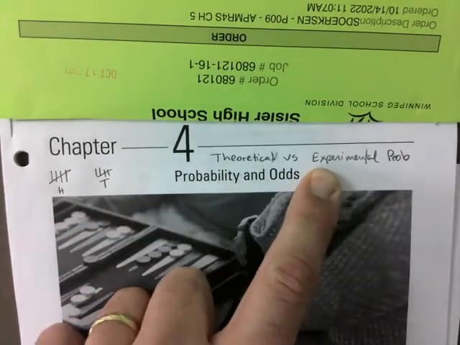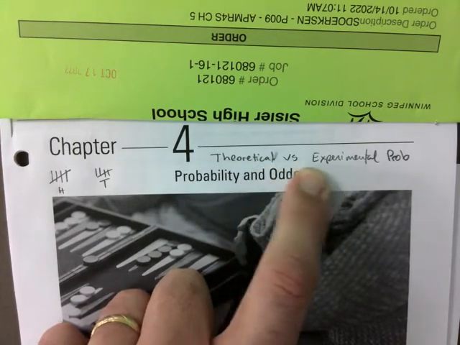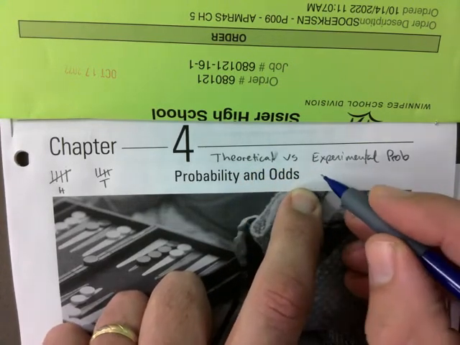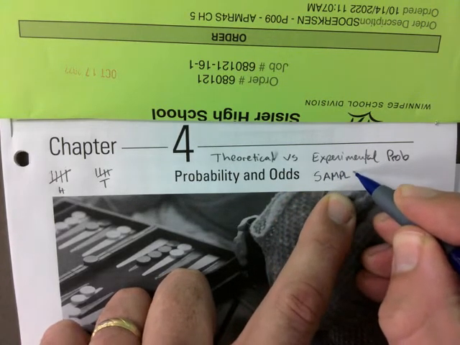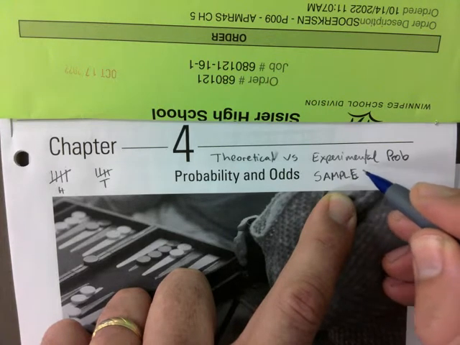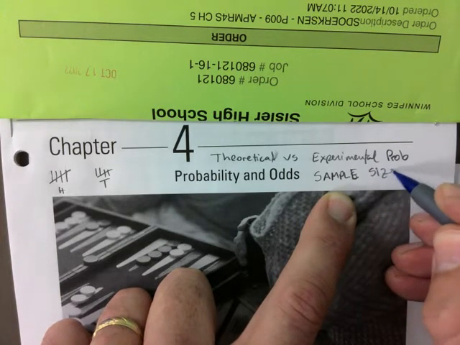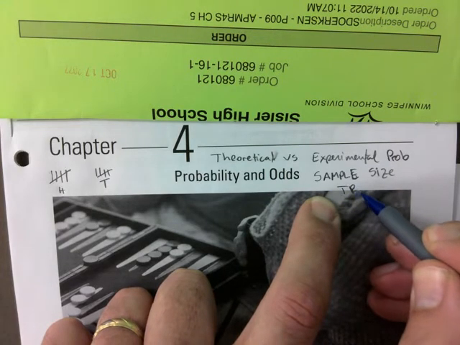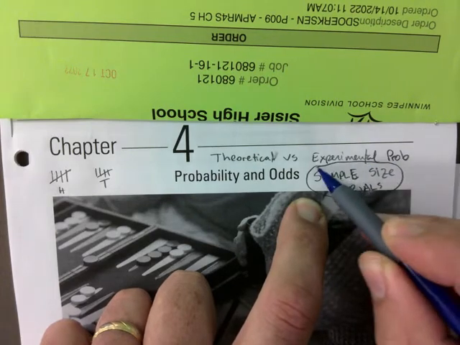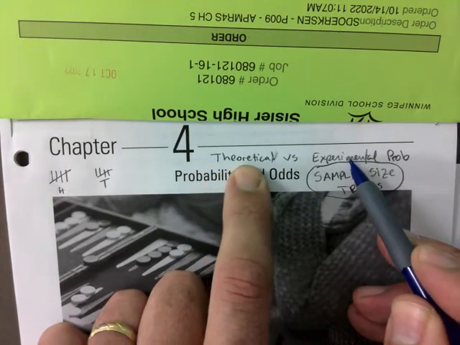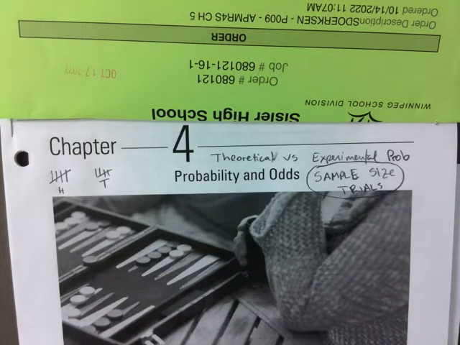You want those to be close to equal. And this is what we're going to base that on, a sample size. Sample size or trials. That is what makes the difference, okay? Sample size or trials is what's going to bring these two probabilities closer together. You need to experiment more, okay? You need to toss the coin more times. You need to roll your die more often.